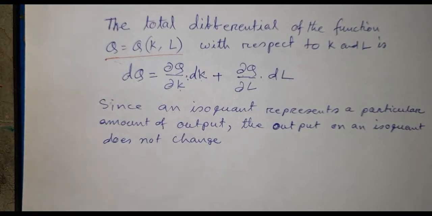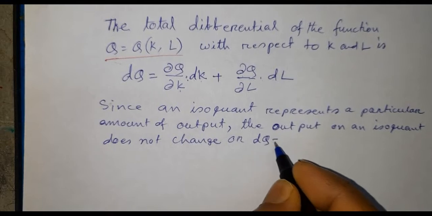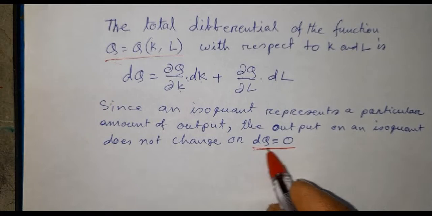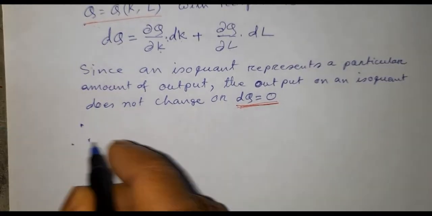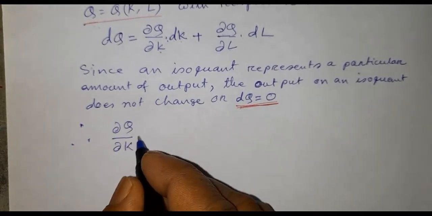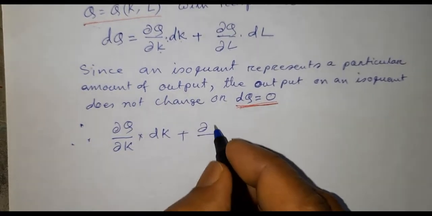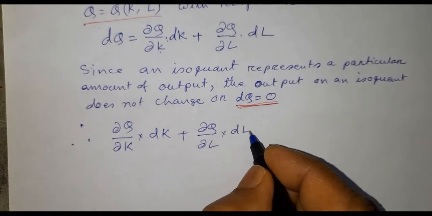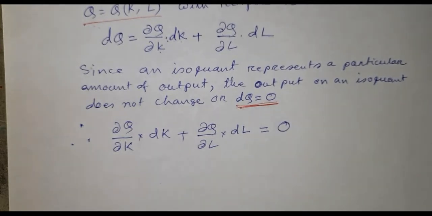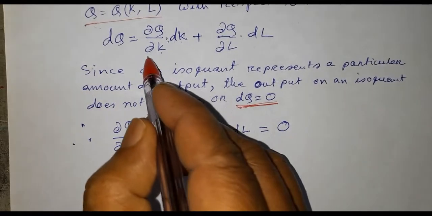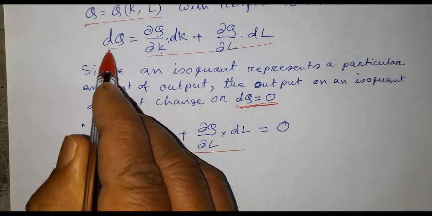Since an isoquant represents a particular amount of output, the output on an isoquant does not change, or dq is equal to 0. Therefore, del q by del k into dk plus del q by del l into dl is equal to 0, because this portion is equal to dq and dq is equal to 0.